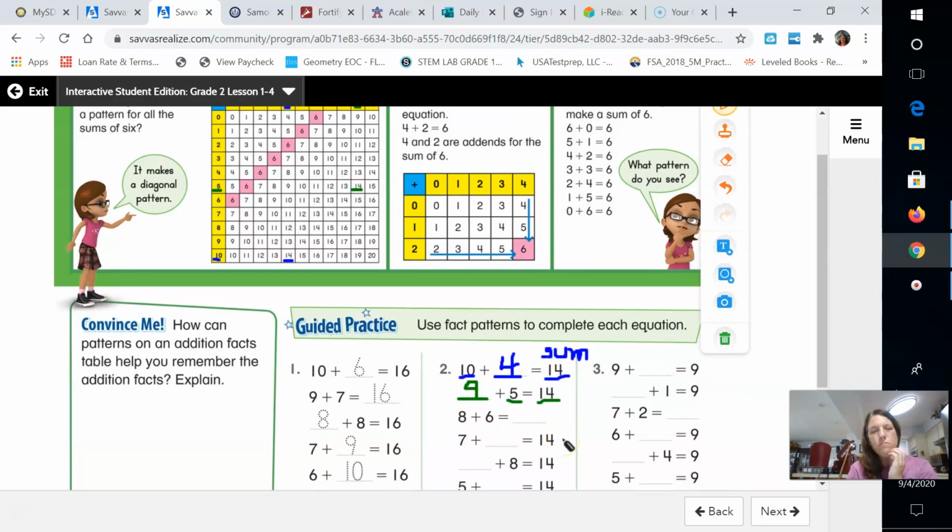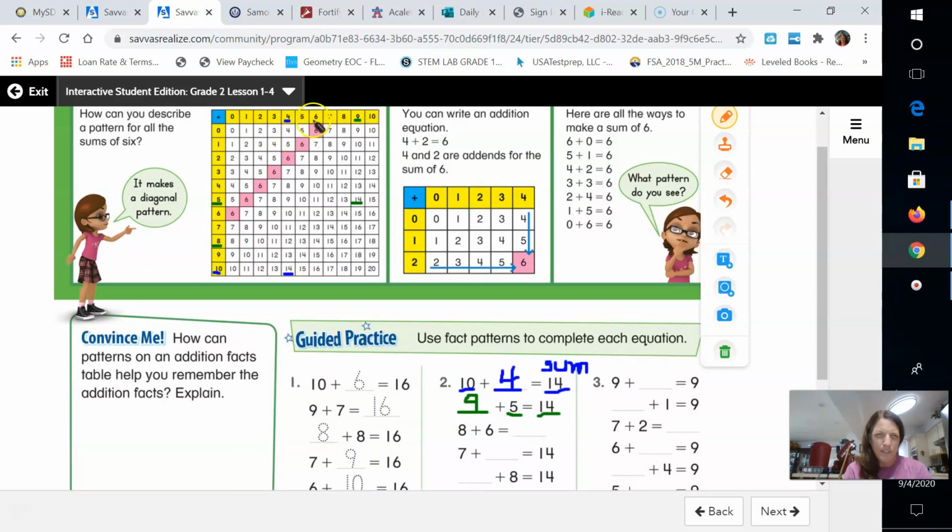I'll show you in a minute. I'm going to do a little more of the pattern first. This time we have both of our add-ins. We have 8 and we have 6. So if we come down from the 6 and stop on the 8 row, guess where we land? 14.